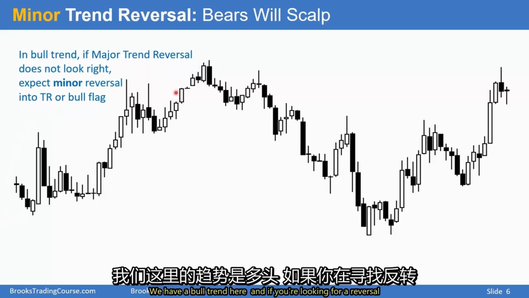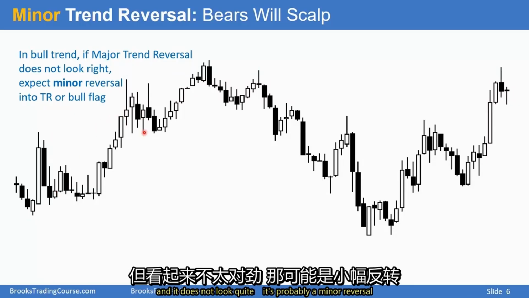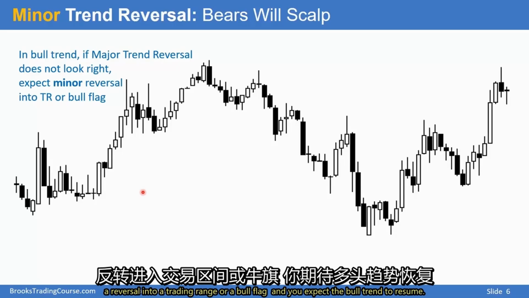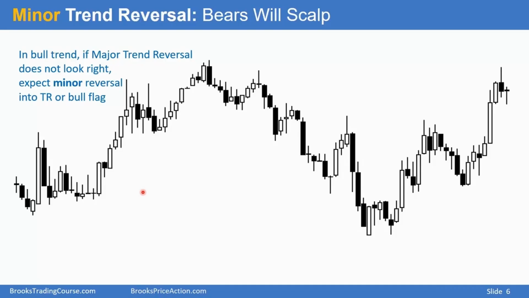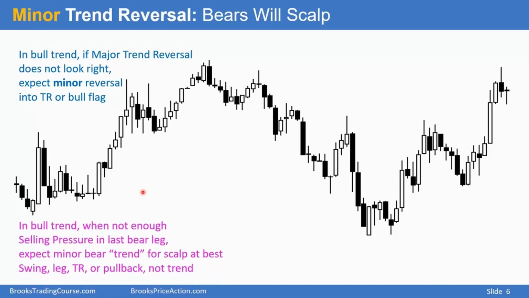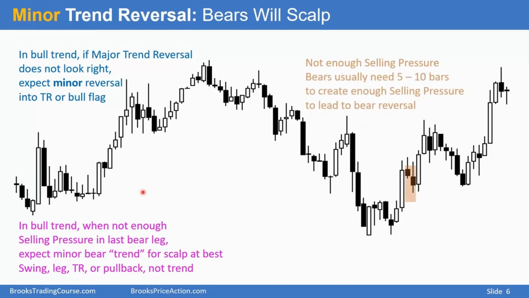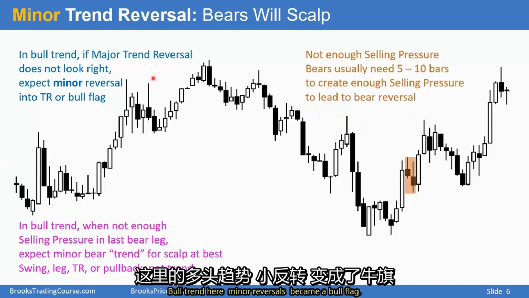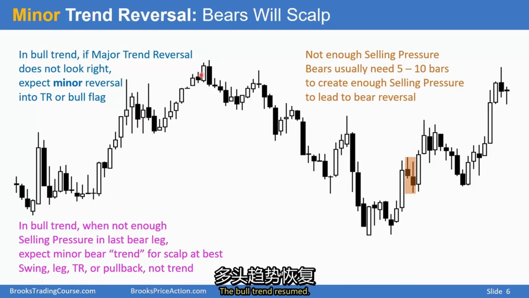We have a bull trend here, and if you're looking for a reversal and it does not look quite right, it's probably a minor reversal, a reversal into a trading range or a bull flag, and you expect the bull trend to resume. Bull trend here, minor reversals, became a bull flag, the bull trend resumed.